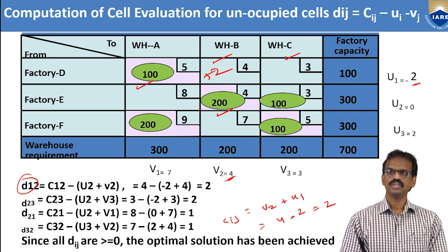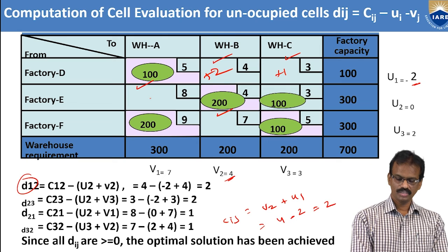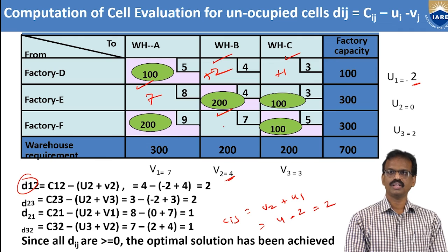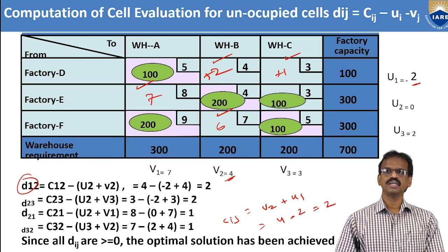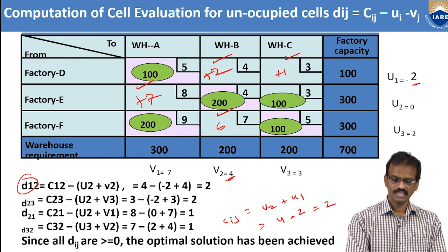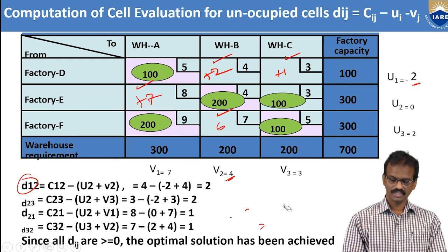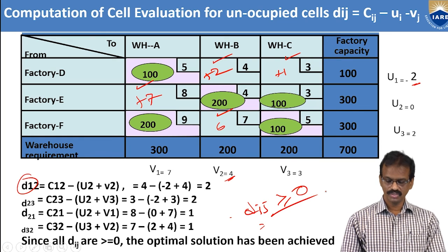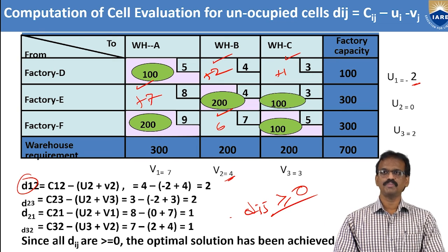For the remaining cell, this is minus 2, this is 3, so 3 minus 2 is positive 1. Here also this is 7, this is 0, this is plus 7. For this unallocated cell, this is 4, this is 2, 4 plus 2 is 6. So here plus 7, plus 2, plus 1, plus 6, all are positive values. What is our condition? If the Dij values are greater than or equal to 0, then that is the optimized matrix.